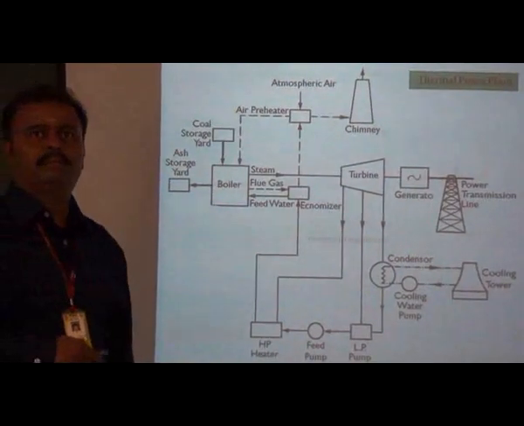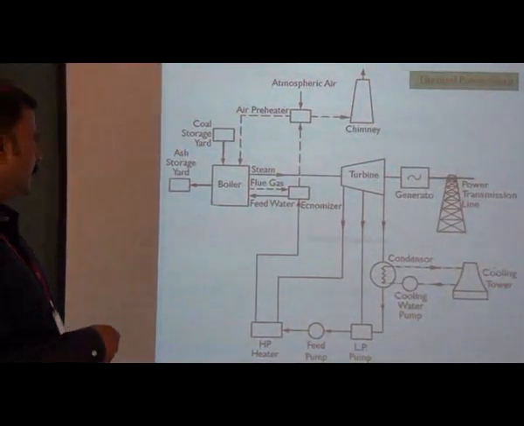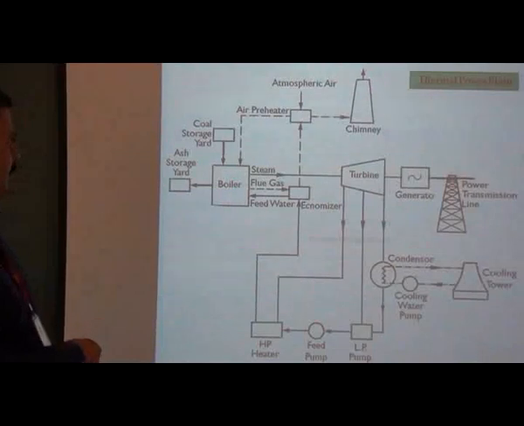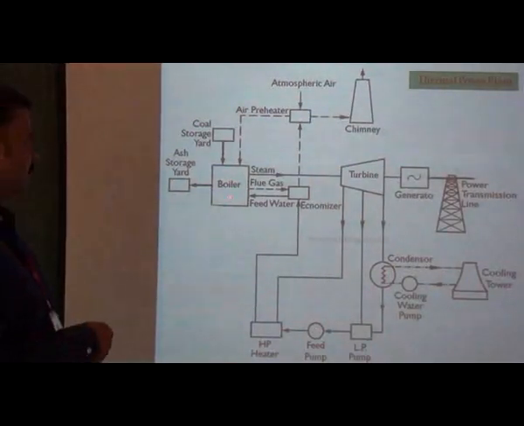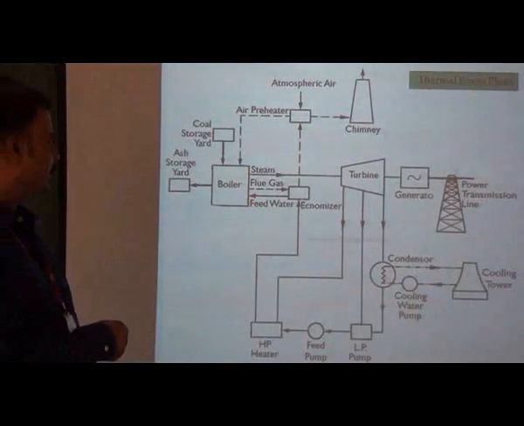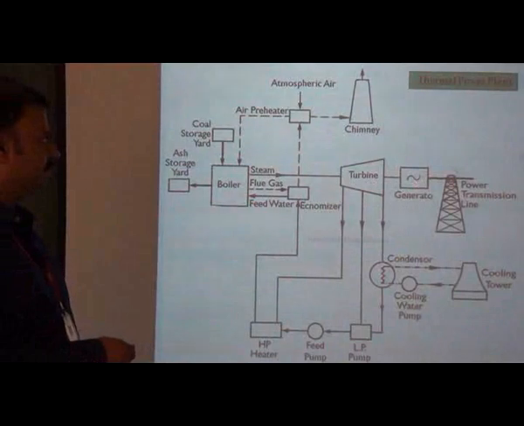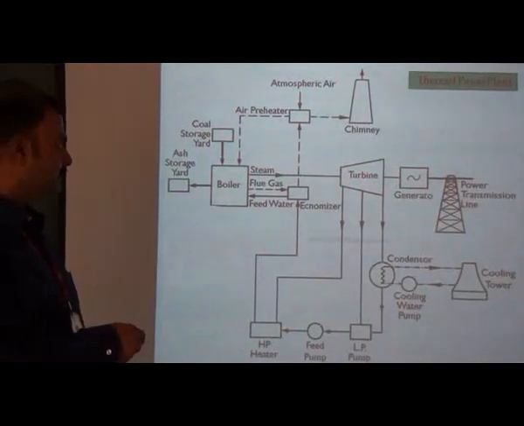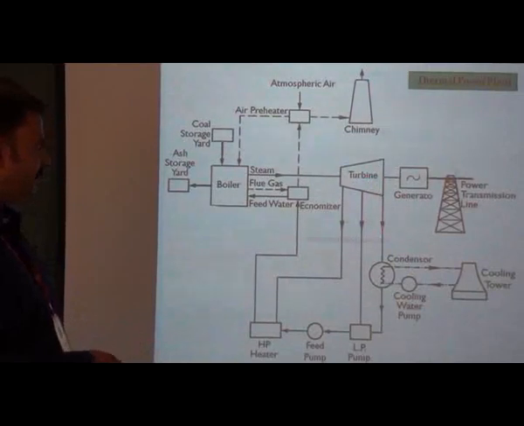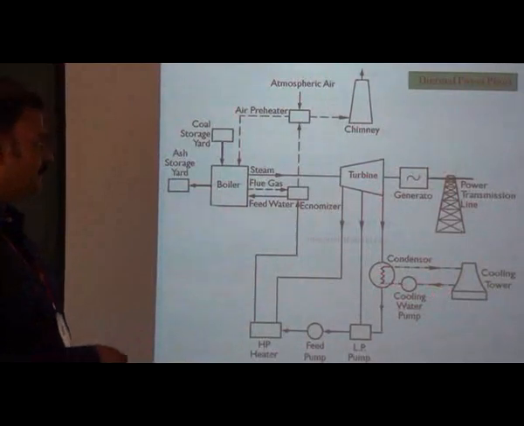Normally the working principle of the thermal power plant involves the main components: boiler, turbine, condenser and feed pump. In the boiler, the water is converted into steam, and the steam is used to run the steam turbine. The steam turbine is coupled with the generator, and electricity is produced. The exhaust steam coming from the turbine is condensed in the condenser, where condensation takes place.